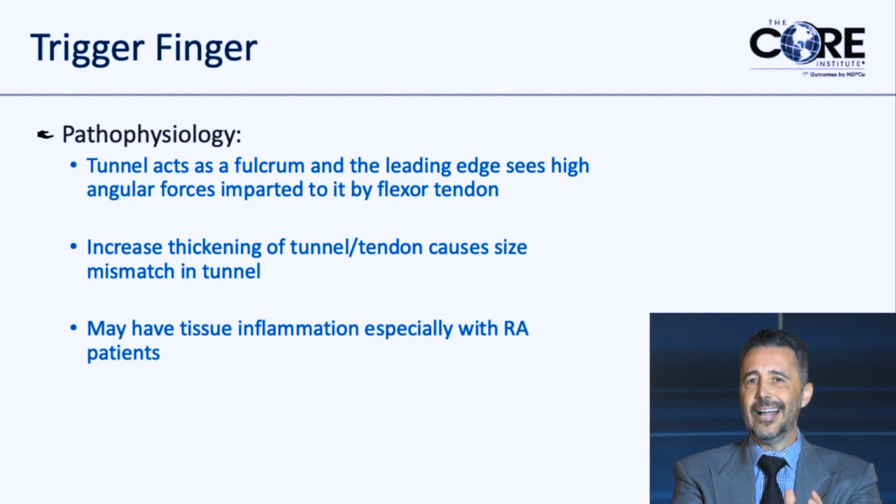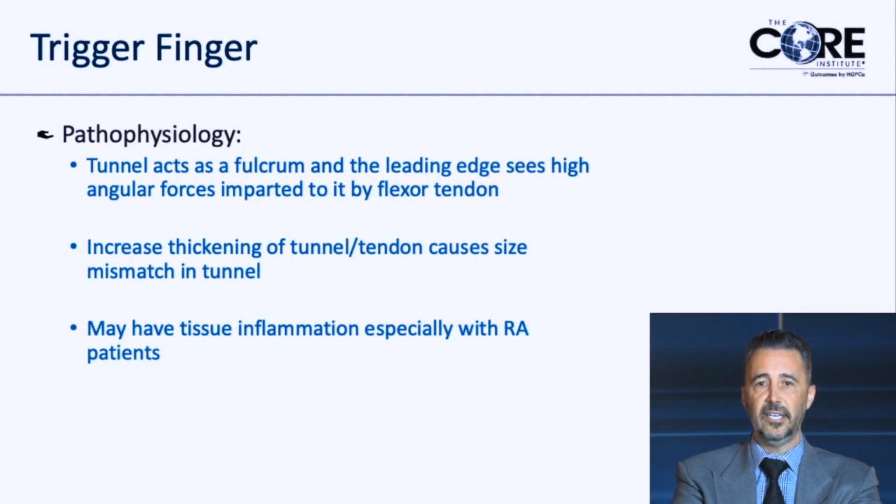So we really don't know exactly why it occurs. I get that question quite a bit. Why do trigger fingers occur? We know that there's probably some change that occurs with the tendon and some changes that occur with the tunnel that can cause an increase in size or a decrease in space. An increase in size of the tendon or a decrease in space inside the tunnel really can account for why people end up getting trigger finger.